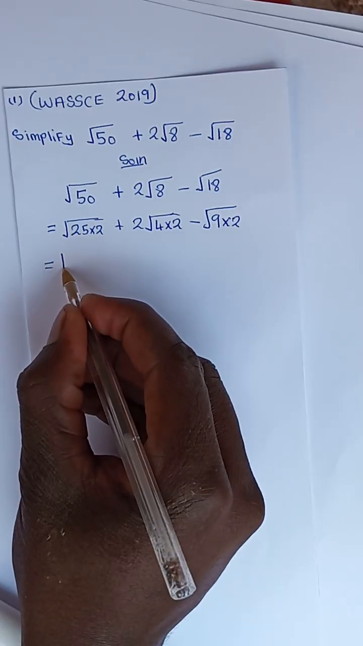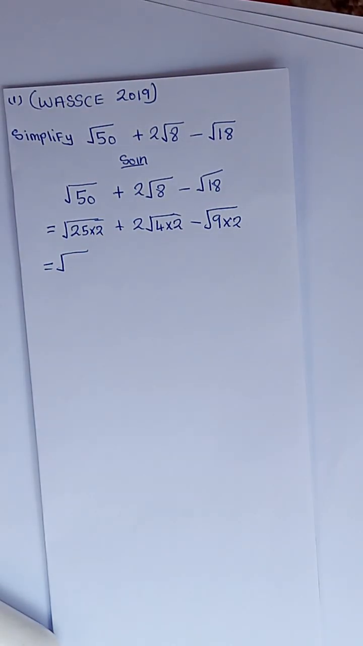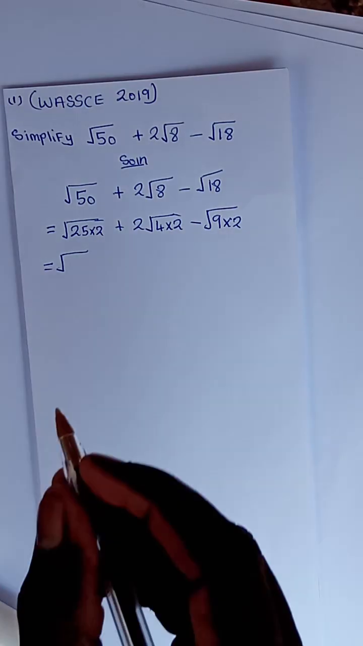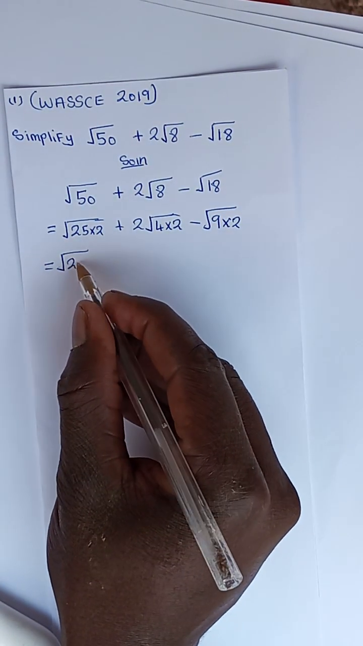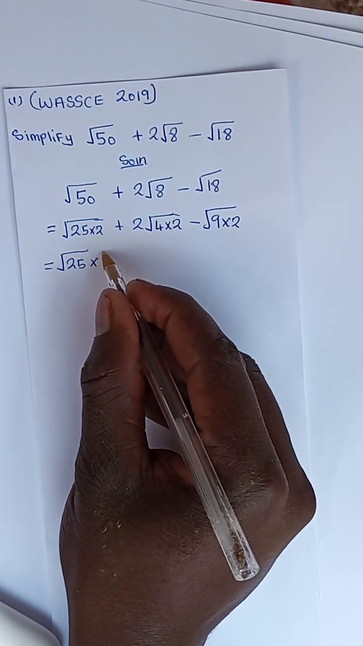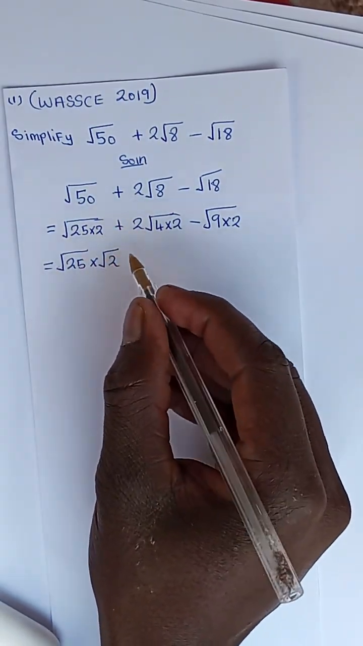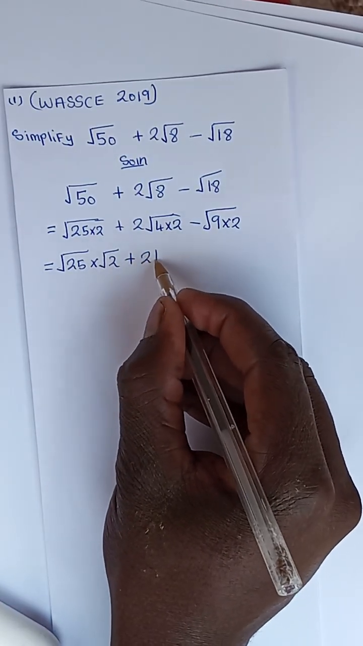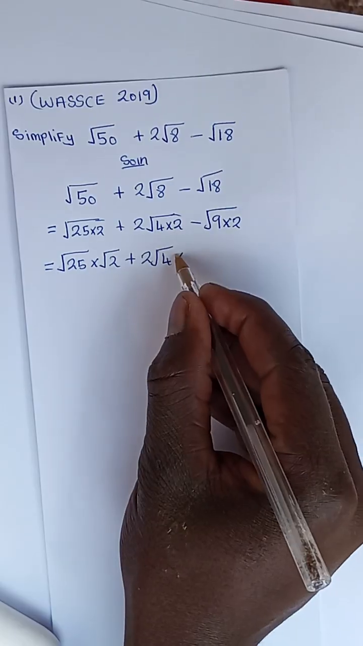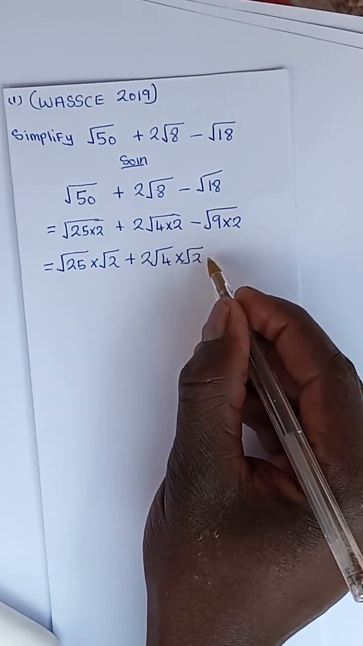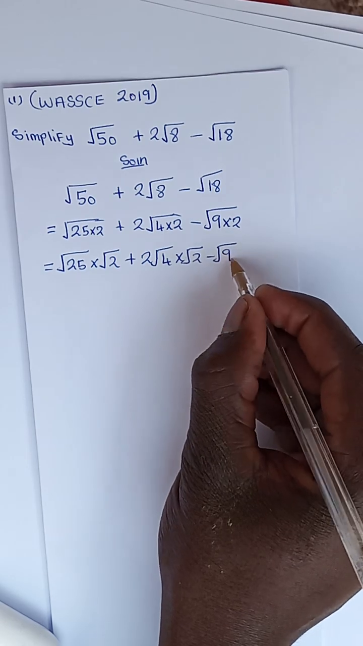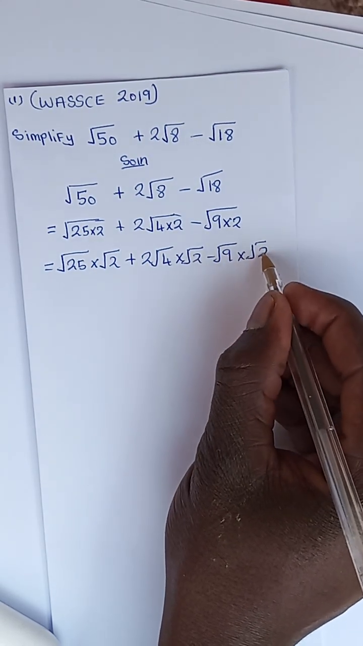In this case, what we are going to do, we are going to separate. 25 is supposed to have its own root, 2 its own root, 4 its own root, and then 2 its own root. Everyone is supposed to have its own root. We say root 25 times root 2 plus root 4 times root 2 minus root 9 times root 2.